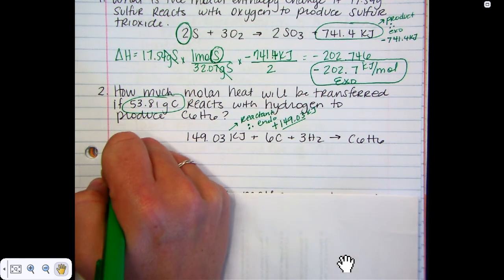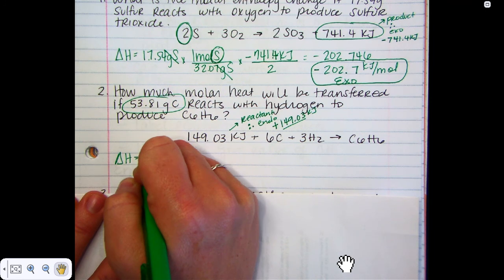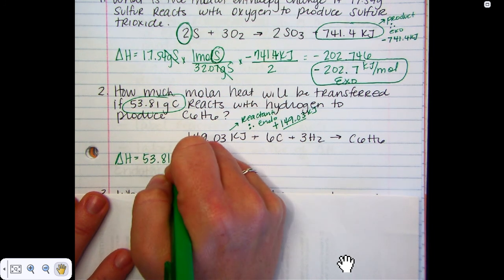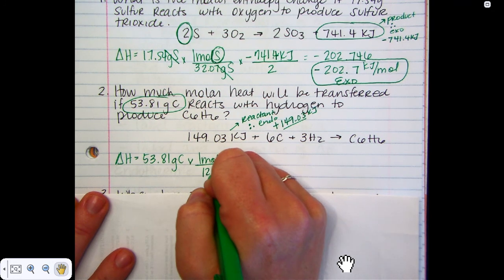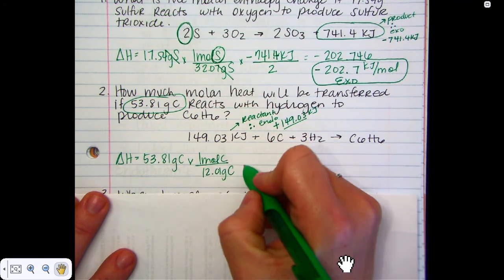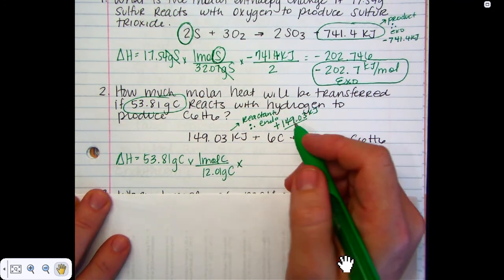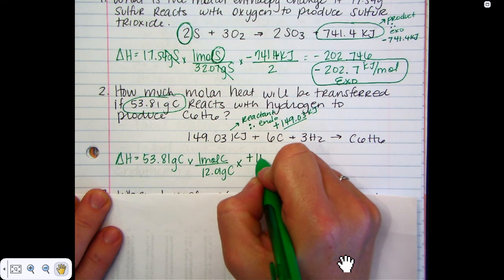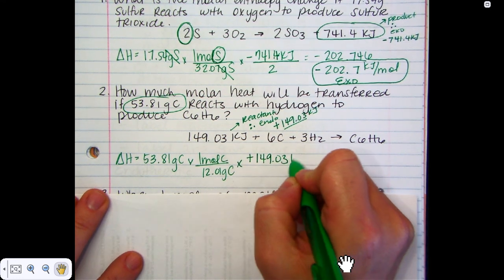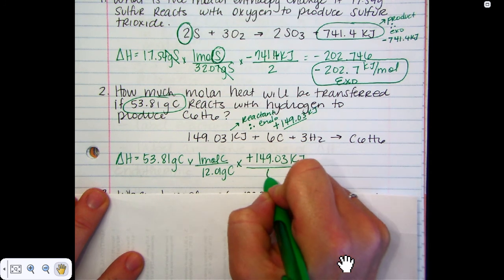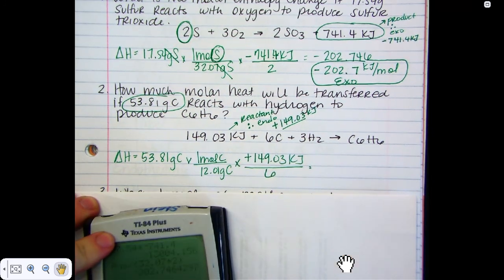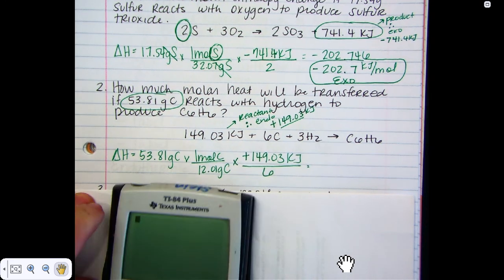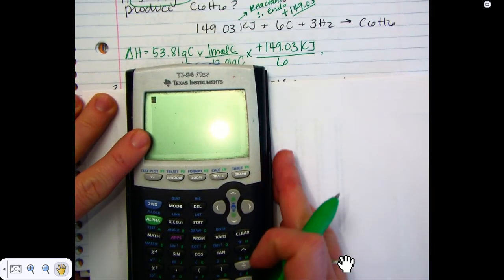So delta H is equal to 53.81 grams of carbon times 1 mole of carbon over 12.01 grams of carbon, times my heat term, positive 149.03 kilojoules is what was produced, but that came from 6 moles. So that means per mole, it's a lot less than that. All right, so math, let me scoot this up a little bit for you.